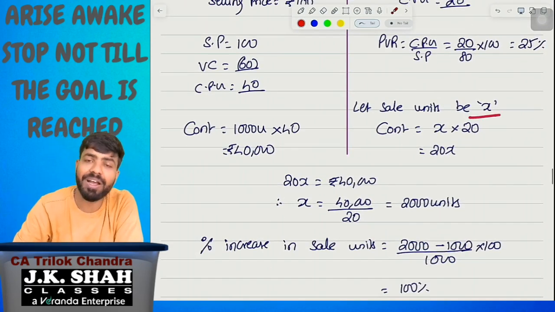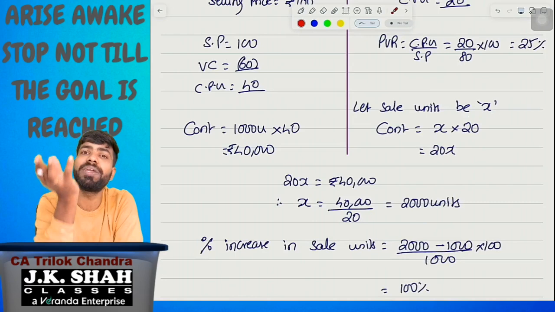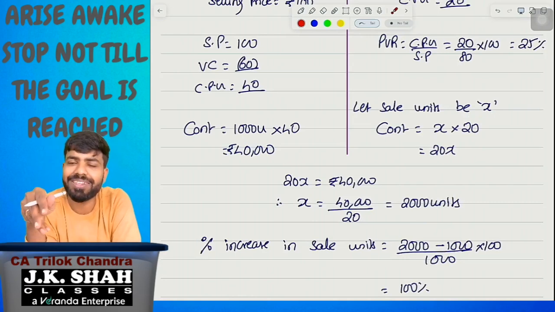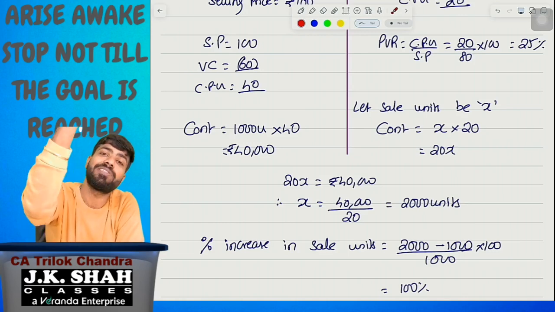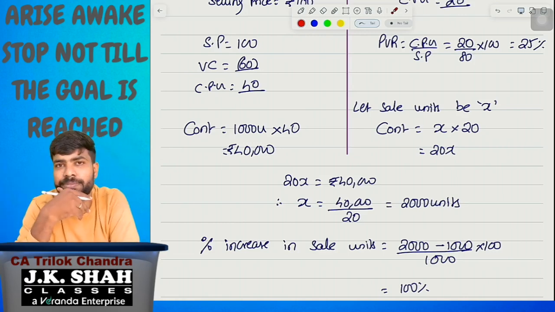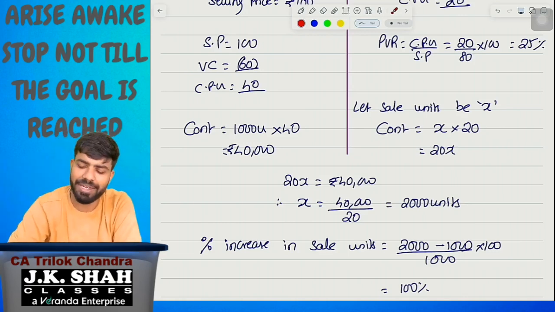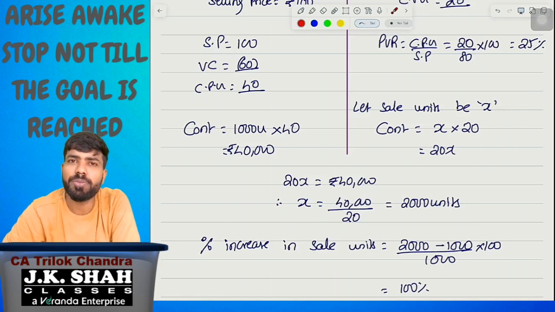Let sale units be X because we don't know how many units to be increased. In the revised scenario, in the present scenario I took 1000. Now the 1000 will be increased to offset the reduction in selling price. How much it increased we don't know, so I am taking it as X. X into contribution per unit, 20x.